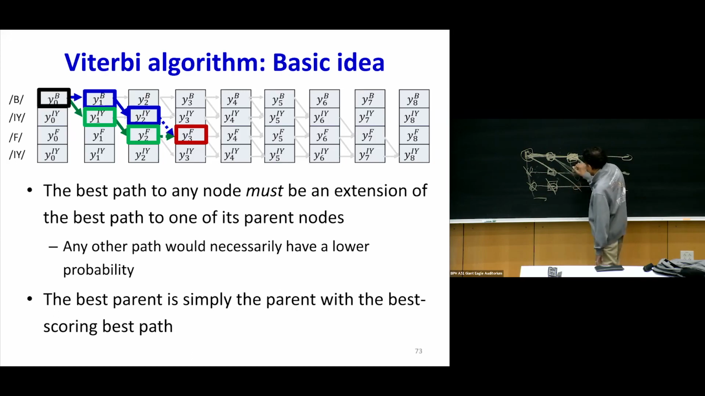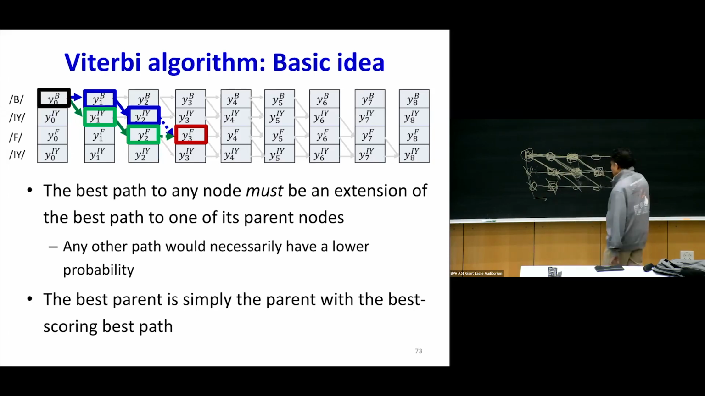Then you go down here and you say, what is the best path to myself? So what you would do is check the two parents, find which parent had the highest scoring best path probability. Let's say it's this one, right? And then you'd say, okay, this is my best parent. You only have to keep track of the best parent.